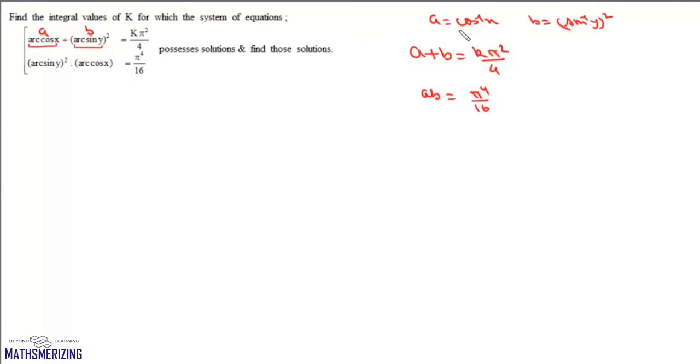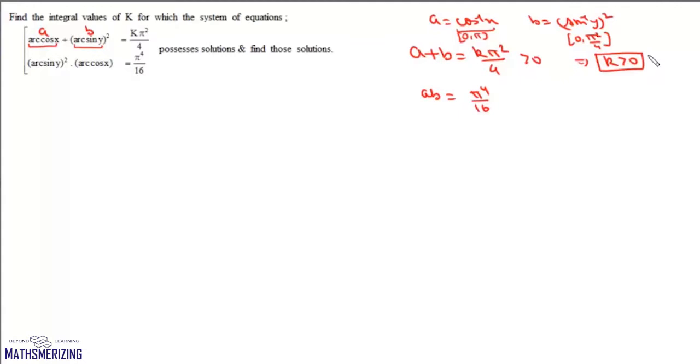Now clearly the range of cos inverse of x is from 0 to pi, and the range of sin inverse of y whole square will be from 0 to pi square by 4. So this expression k pi square by 4 should be greater than 0, which implies that the value of k should be greater than 0. So k is an integer which is greater than 0. Now first we need to find the value of k.